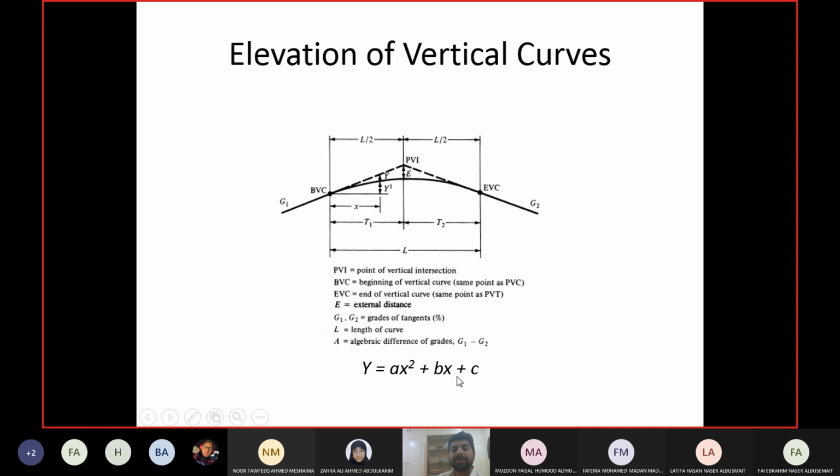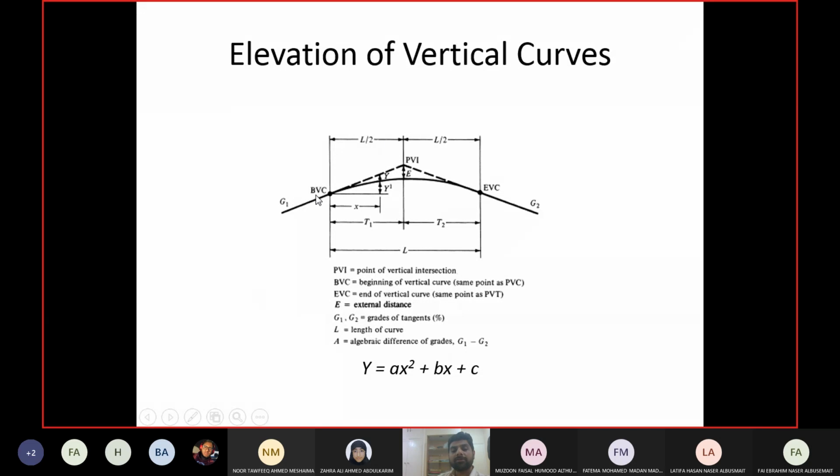What is a, b, and c? The constants. And we will derive the equation for these later on. Okay, so y is the elevation of the point above the starting point, any point of the curve. x is the distance of that point from the starting point, and a, b, and c are the constants. Okay, you come back to this figure.